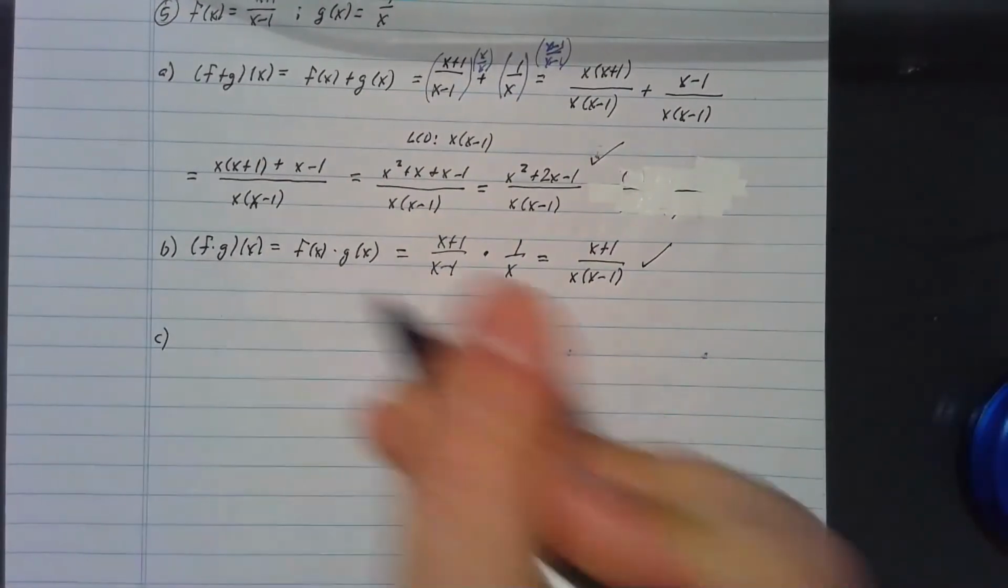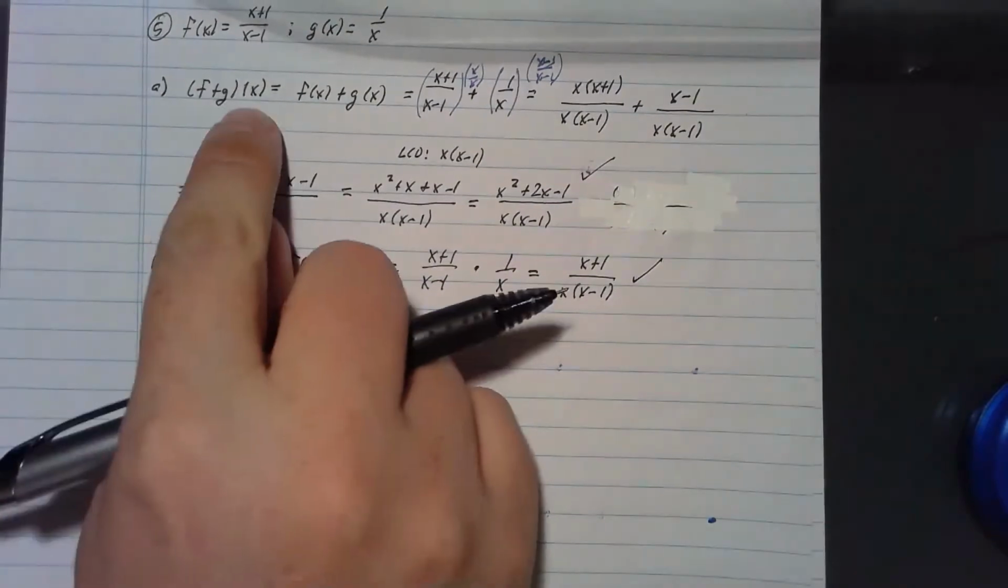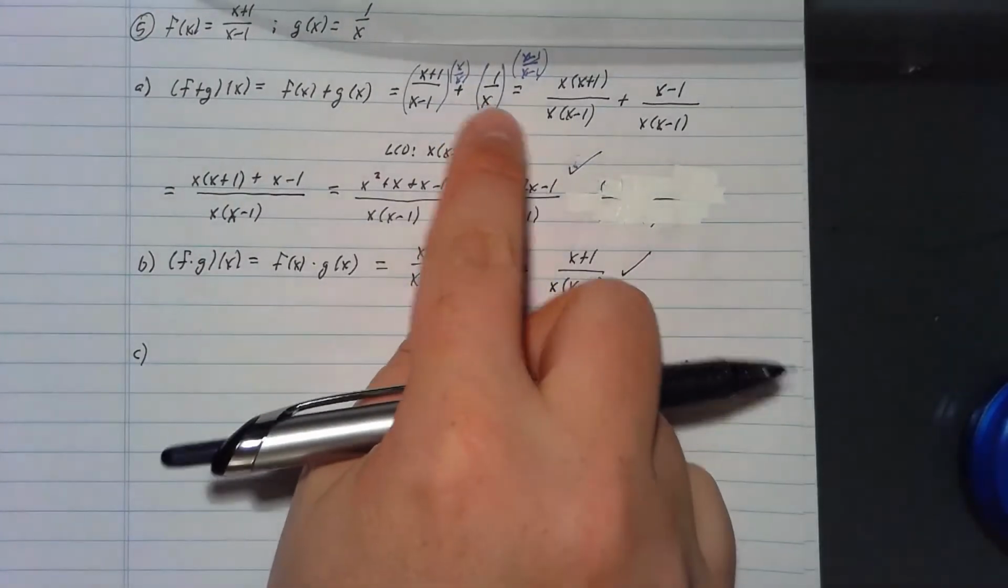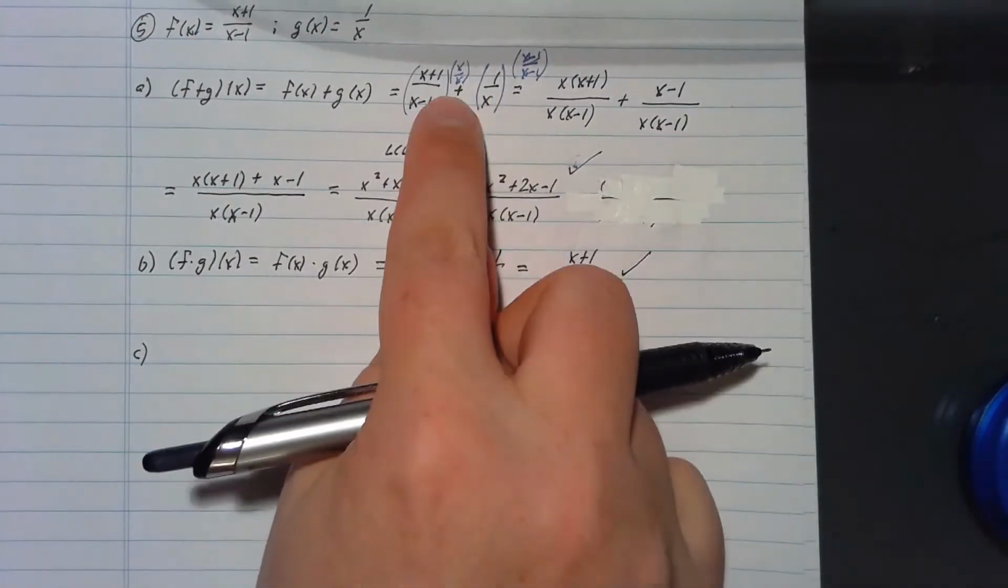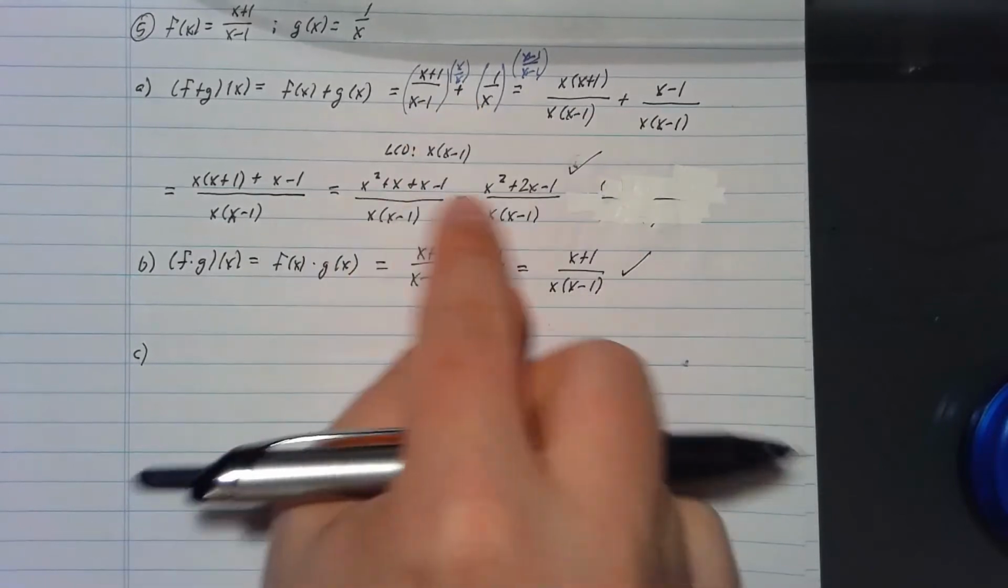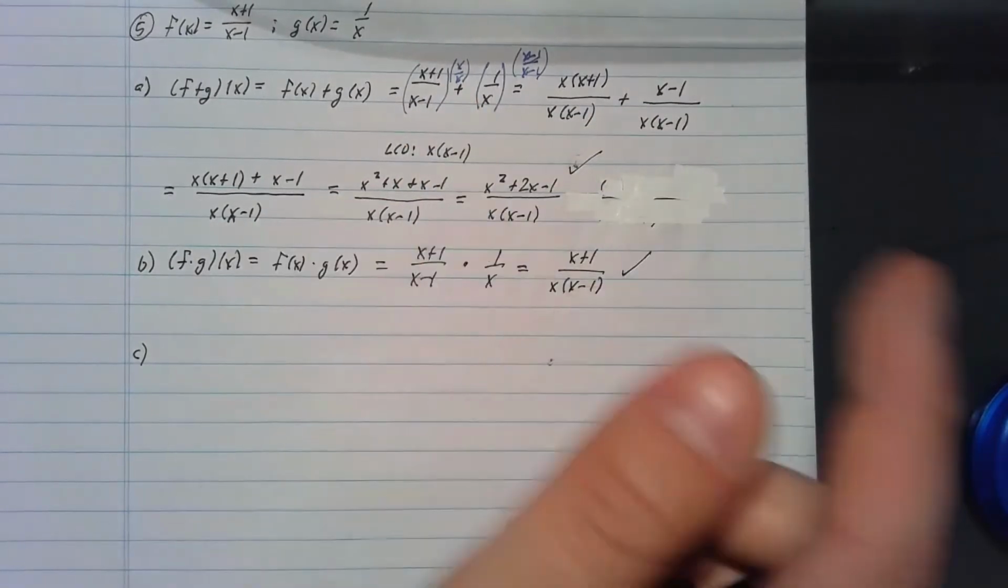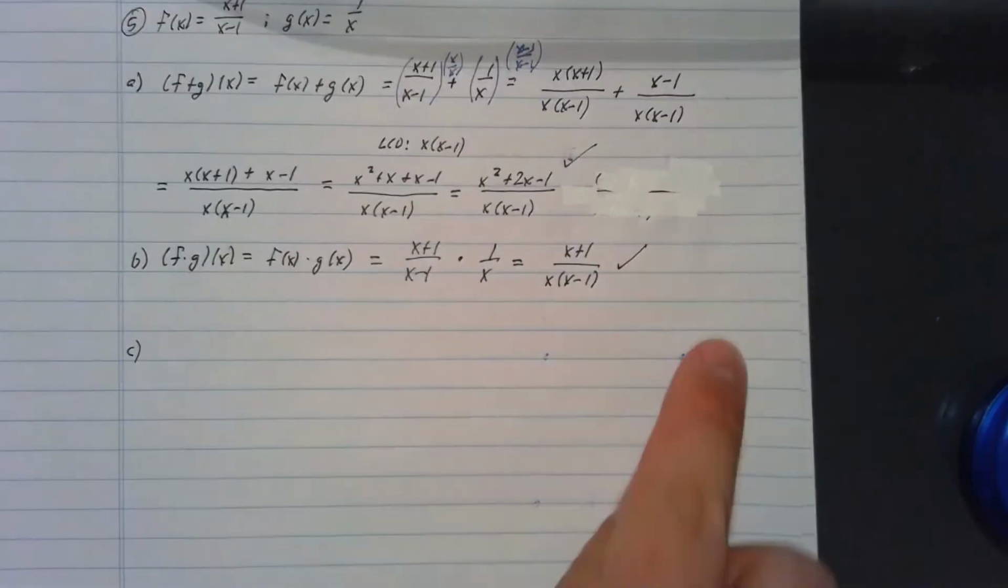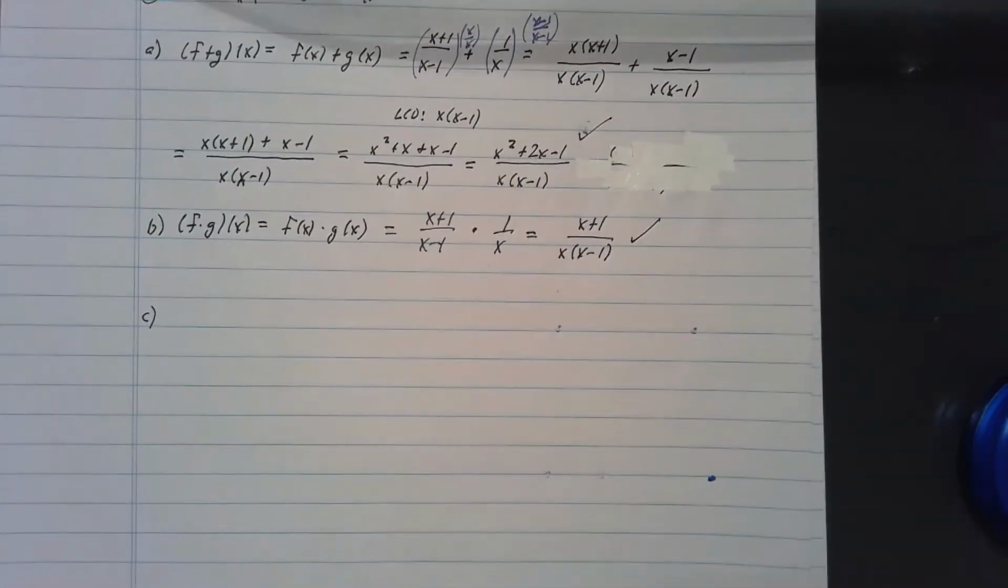That one was pretty easy. Adding's a little longer because you have to find the least common denominator, then multiply each fraction by the missing factor over itself, and then combine them into one fraction and simplify it. And multiplying, just multiply across and cancel out.